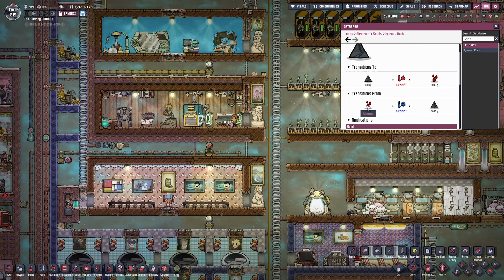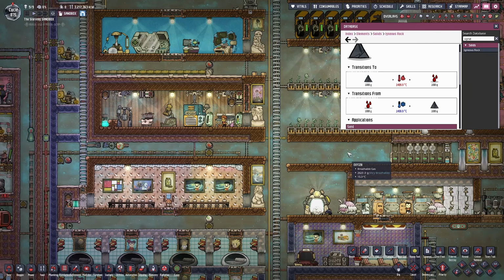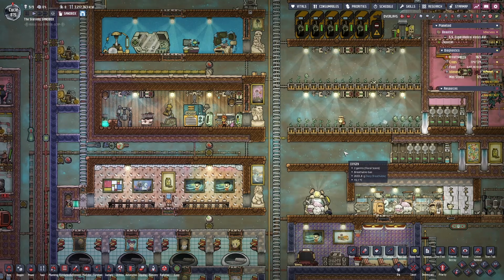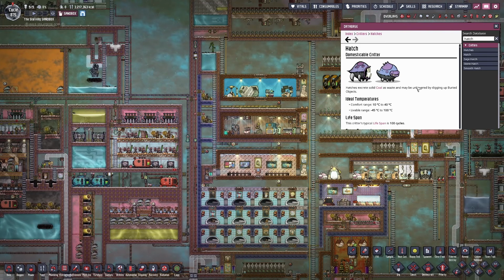Don't forget that magma solidifies into igneous rock at 1400 degrees Celsius. This is incredibly hot, and it's going to heat up your base so much that your duplicants are eventually not going to be able to live. Also keep in mind that the livable range of hatches is 100 degrees Celsius.